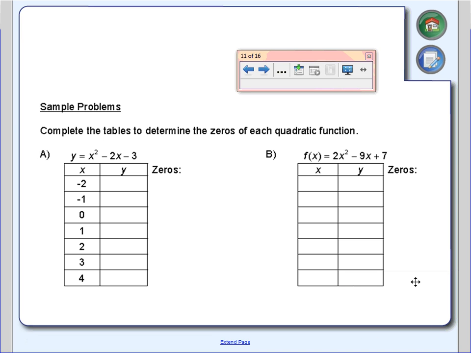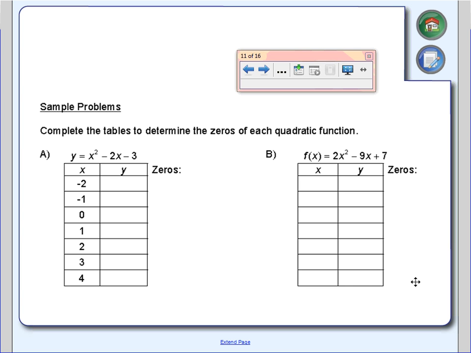All right, guys, we're going to go ahead and finish up the notes from yesterday. It says here to complete the table to determine the zeros of the quadratic function. Remember, zeros are the same thing as the x-intercepts. So we're going to go ahead and do A. I know we did it yesterday, but let's go ahead and just recap here.